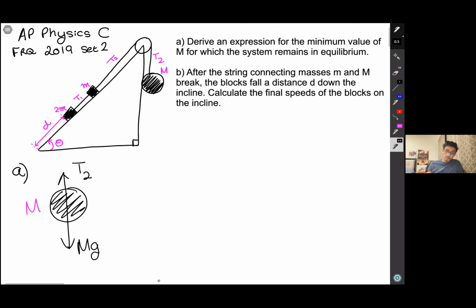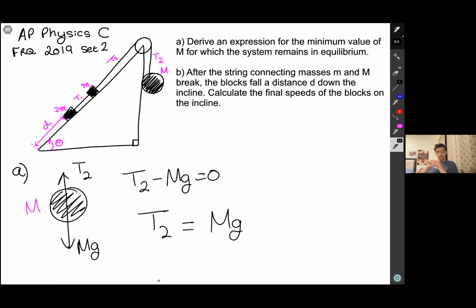Okay, so since it's in equilibrium, you could say that T2 minus capital Mg is equal to 0. You could even say Mg minus capital T2 is equal to 0 because the main thing you want to get out of it is that these two are essentially equal to each other. T2 is equal to capital Mg. And now this will be useful in creating our Newton's law equation for the two connected particles on the incline.